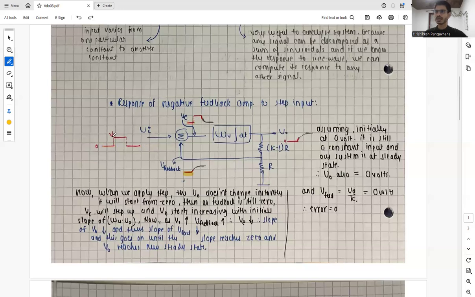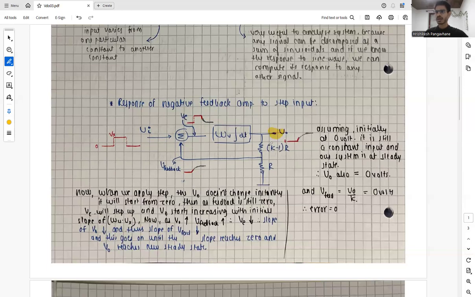Now what will happen is we apply a step of Vx, and V naught doesn't change instantaneously; it will start from 0. So it is at 0, it will not change instantaneously like a step, but it will start from 0, and VE will step up. If it is starting from 0, then the feedback will also be starting from 0. So if feedback is at 0 and Vi is at Vx, VE directly will step up to Vx, and thus our V naught will start to increase.